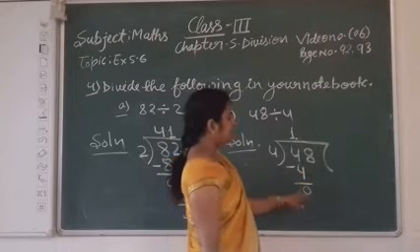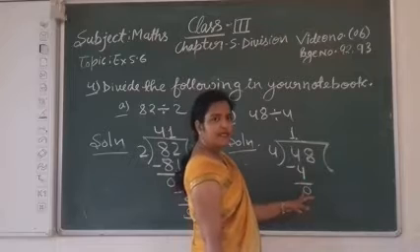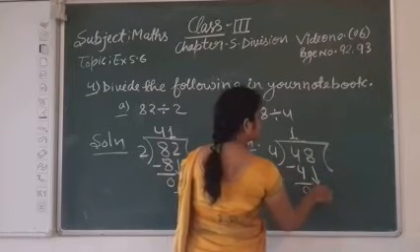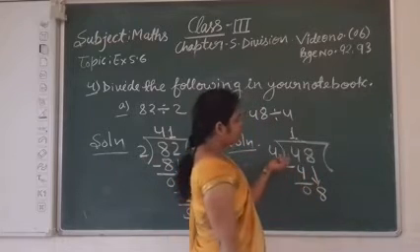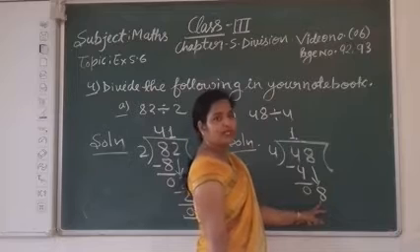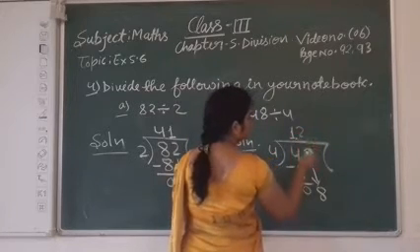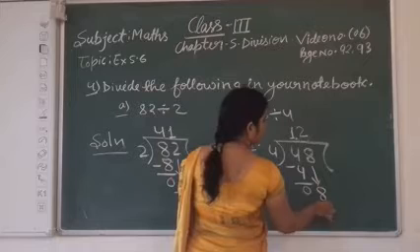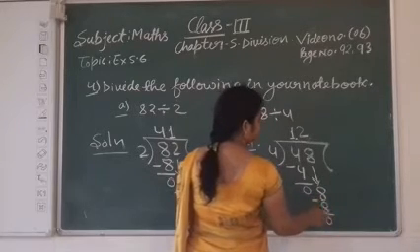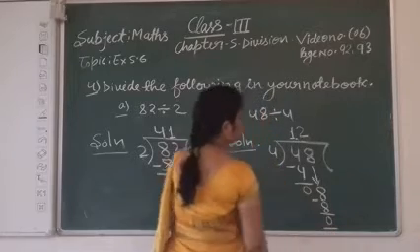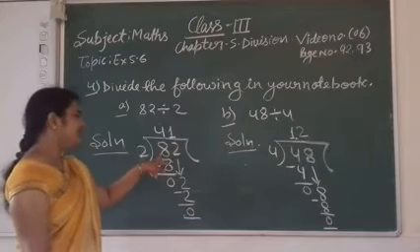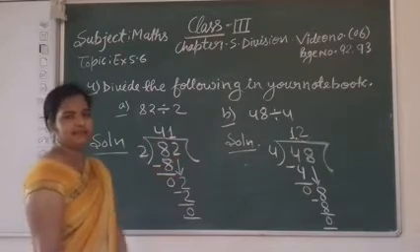Now the remainder is 0. It means our division is correct. And then bring down 8. Now how many times does 4 go into 8? We know that 4 twos are 8. Write down, subtract 8 from 8, 0. This is correct. Like this we divide. First we divide the first digit, then we divide the second digit.